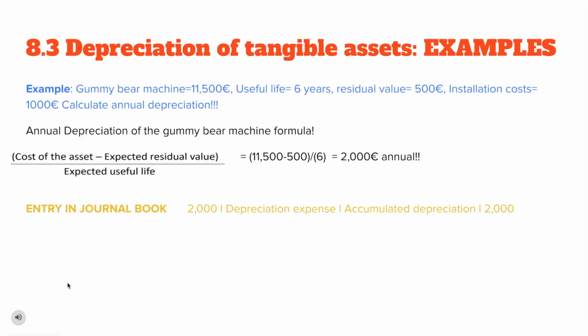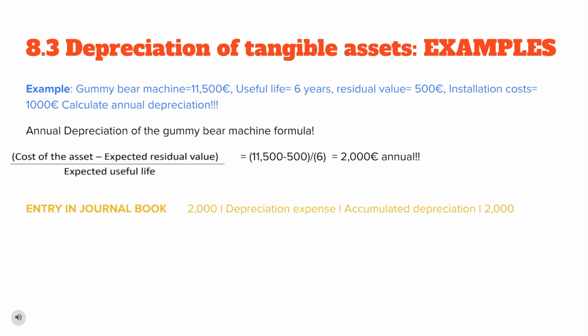Just so that you have everything clear, we're going to see an example. If you're a company and you have a gummy bear machine of 11,500 euros and it has a useful life of 6 years and a residual value of 500 euros with installation costs of 1,000 euros, and they tell you to calculate annual depreciation, we're going to use the straight line method to calculate the depreciation.